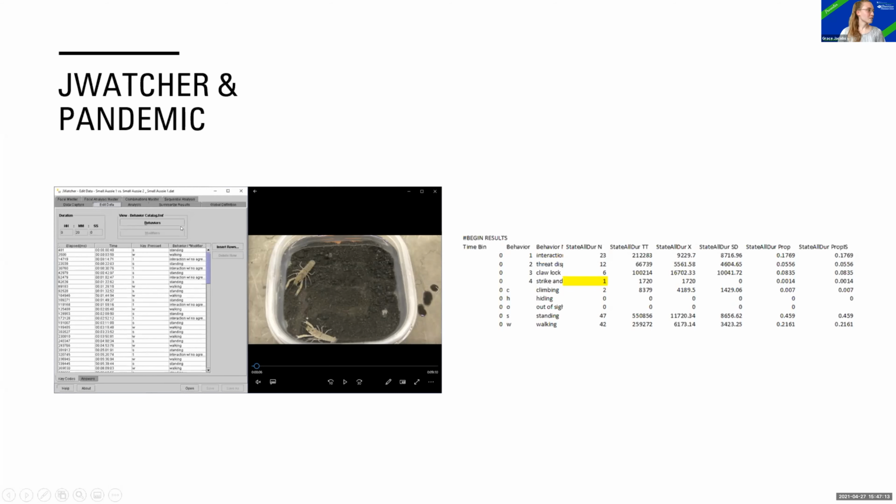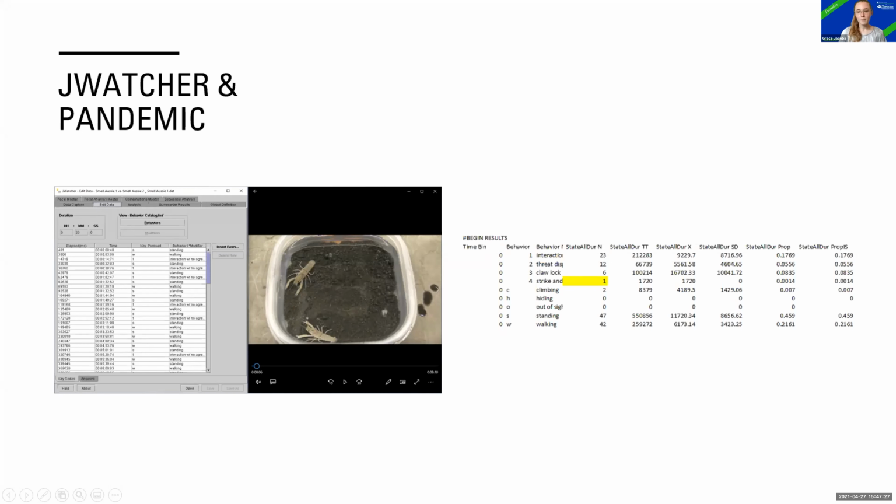With the way we're actually going to use JWatcher, I've programmed single alphanumeric keys to correspond with each of the behaviors. And at the end of 20 minutes, it'll give me this nice time-stamped printout with all of my behaviors, as well as a summary table of each individual's data.